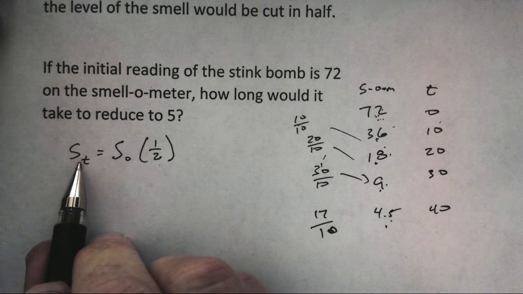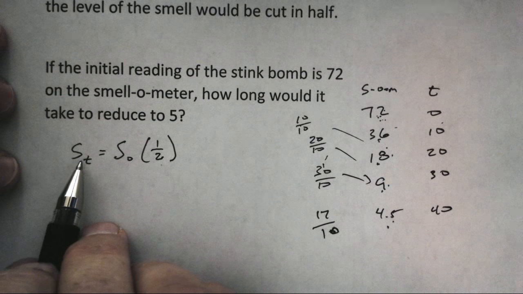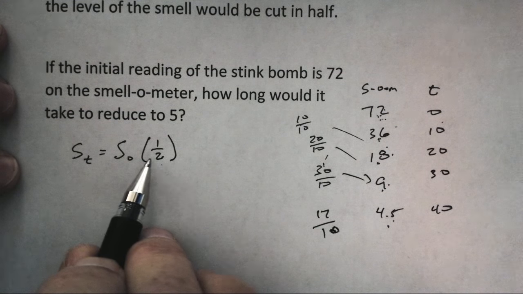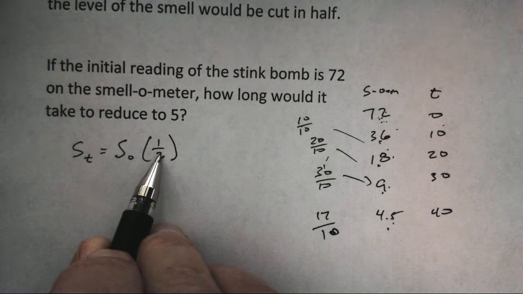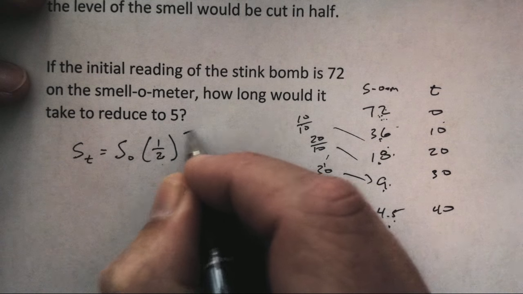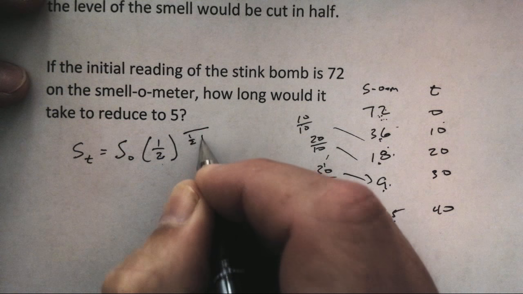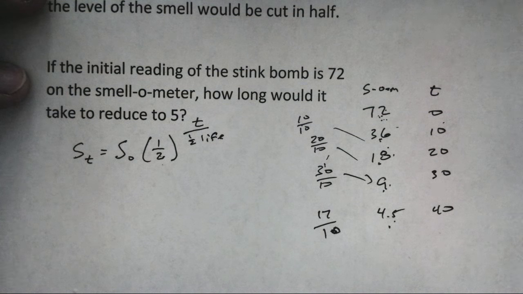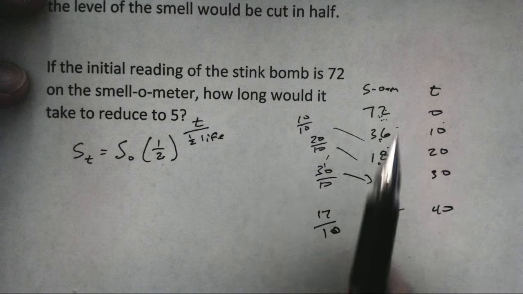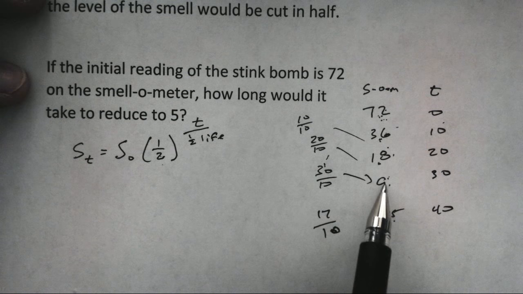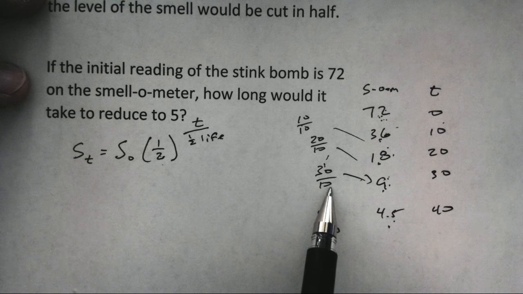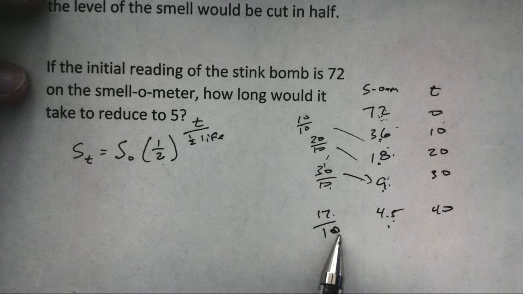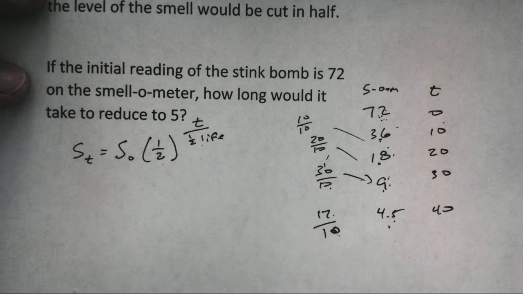So our half-life formula makes sense to me. The smell at time t equals the initial smell times 1/2 to the, what I put in the bottom here is the actual half-life, and what I put in the top is the actual time. For 30 minutes, we multiplied by 1/2 once, twice, 3 times, 30 divided by 10. For 17 minutes, we'd multiply by 17 divided by 10 here.